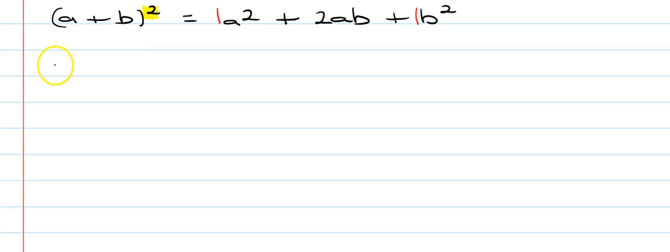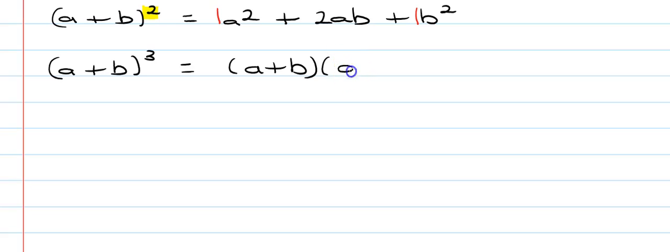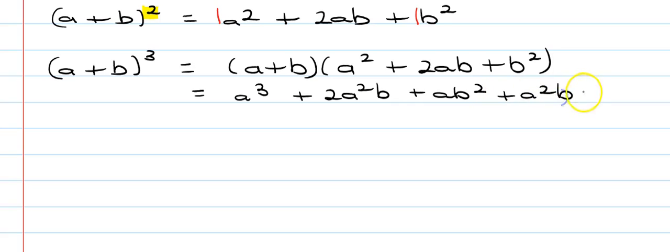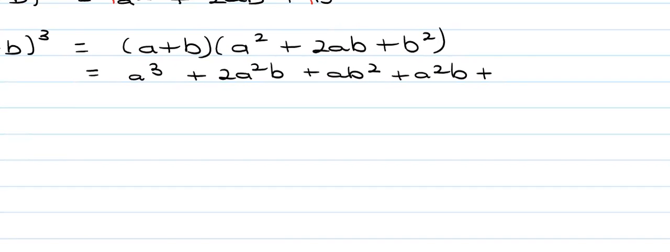Let's try expanding a cubic. So I'm going to now expand a plus b cubed. I'm going to have to use the perfect square expansion to help me. So I know that that's a plus b multiplied by a squared plus 2ab plus b squared. So I'm just going to expand that. The a I'm going to multiply by each of these terms, and then I'm going to do the b with each of these terms as well. So that gives me a cubed plus 2a squared b plus ab squared, and then moving on to the b, plus a squared b plus 2ab squared plus b cubed.